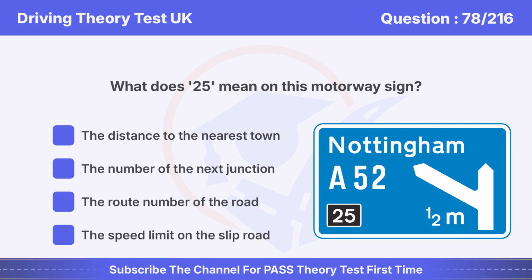Question 78. What does 25 foot mean on this motorway sign? Answer is B. The number of the next junction.